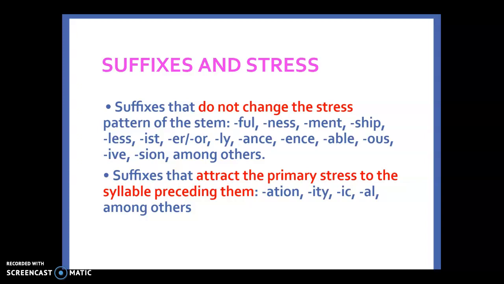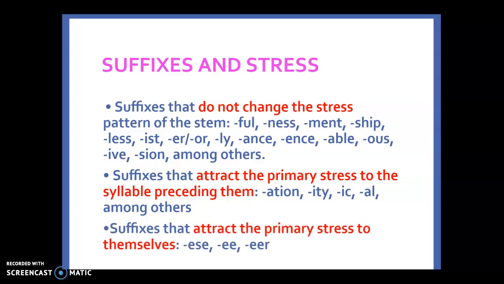And there's a third group of suffixes that attract the primary stress to themselves. So I say Japan, but I say Japanese. So the stress moves to the suffix. Interview, interviewee. So the main stress of the word moves to the location of the suffix.